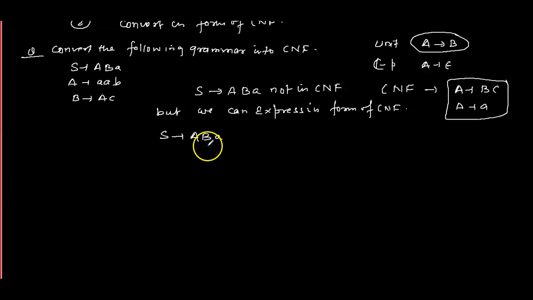So we can write these two, I will write with some different name. I'll write it here like this: S derives A, and this B I will keep with another name, let's consider P. And P is equal to what? B and A. Okay.